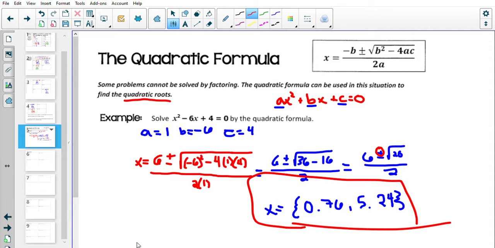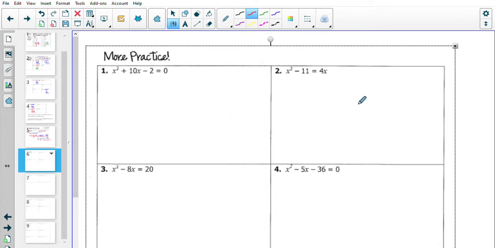Okay, and we can see that here. I'm going to graph this real quick. If I do x raised to the second minus 6x plus 4, that's our equation. We have 0.764 and 5.236. So we get the same values there. Okay. Let's take a look at another one here.